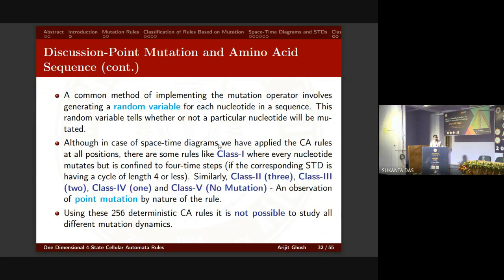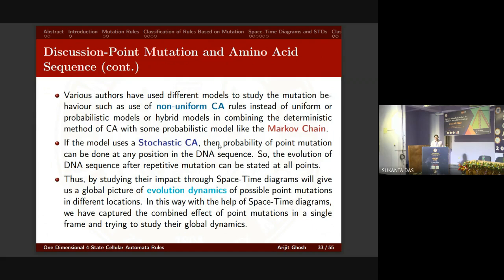Now, using these 256 deterministic CA rules, it is not possible to study all the different mutation dynamics. Various authors have used different models to study this behavior. Some have used non-uniform CA rules instead of uniform, or probabilistic or hybrid models combining the deterministic CA rule with some probabilistic method like Markov chains, etc.